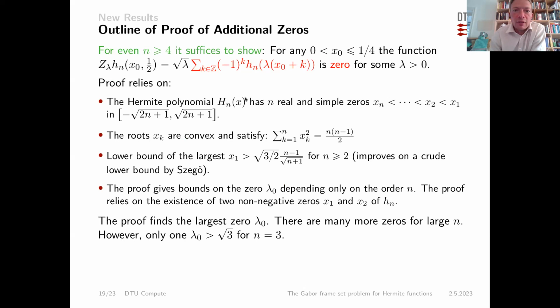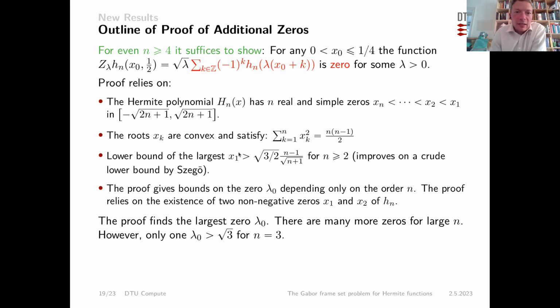So for example, the first one is that the Hermite polynomials have n real and simple zeros in an interval from minus the square root of 2n plus 2, to plus that. And then the roots are convex, which means that the distance between consecutive roots grows as you move away from the origin. And then if you square the roots and sum up the positive ones, all of them, you will get the following number: n times n minus 1 divided by 2.